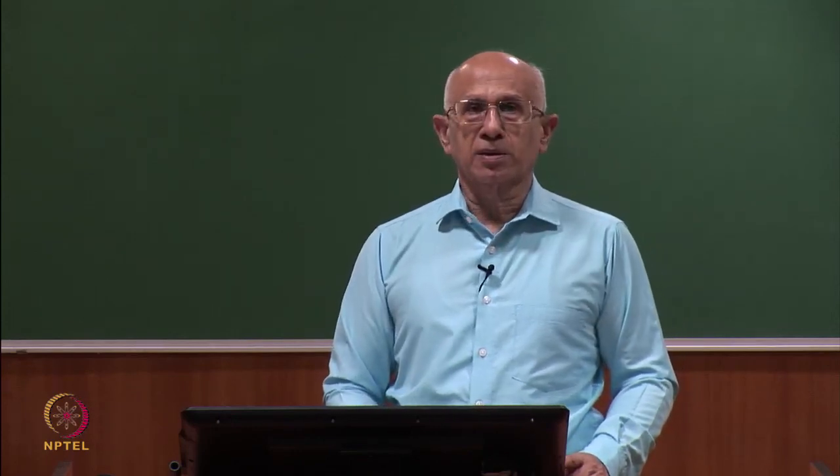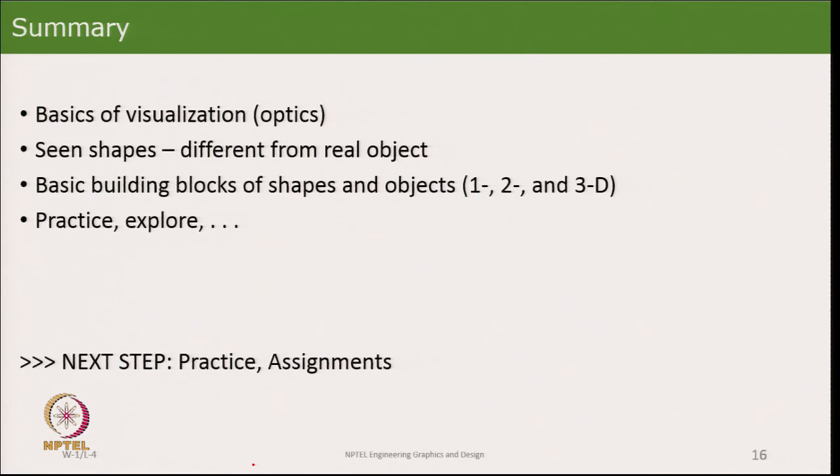So, in concluding this lecture, I have presented some basics of visualization and seen how optics and computer graphics get connected. We have seen that when we look at an object, what we see as a shape is likely to be different from the object. But to represent the object in engineering, we will see how this issue of a true shape comes up, that is interpreted unambiguously.